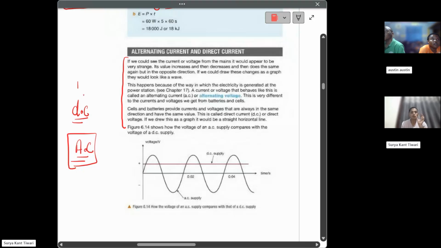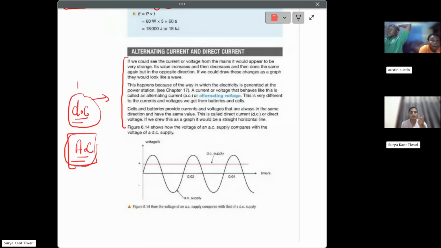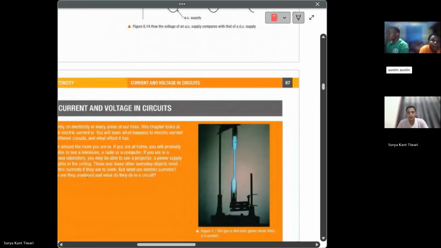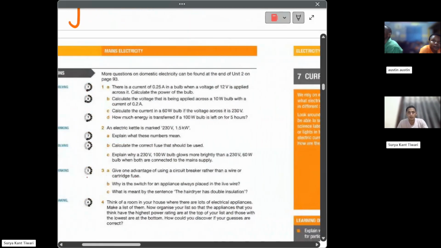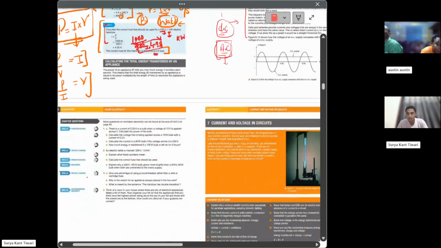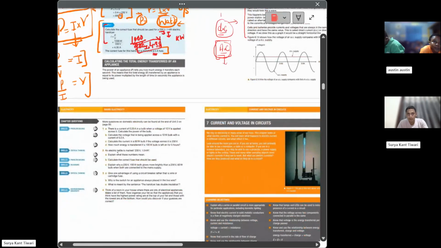The current that is produced by cells or batteries, that is DC, or direct current. But the current that is coming in your house right now through the wires, that is alternating current, or AC. And after that, we have some questions.